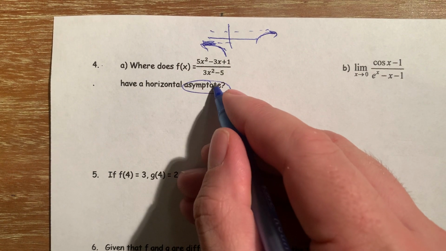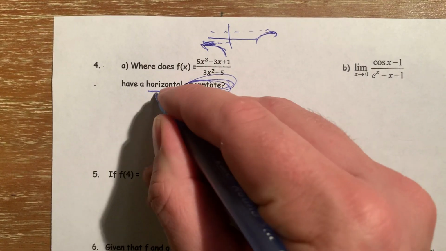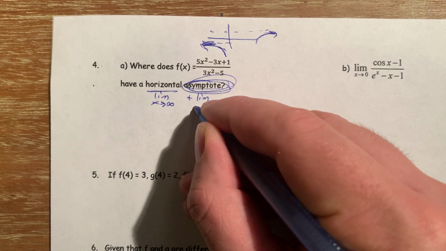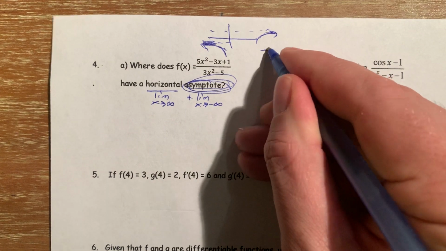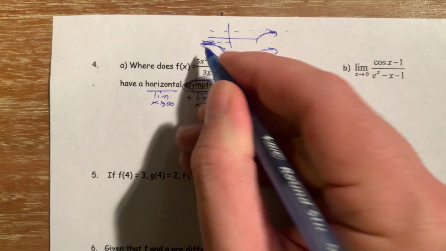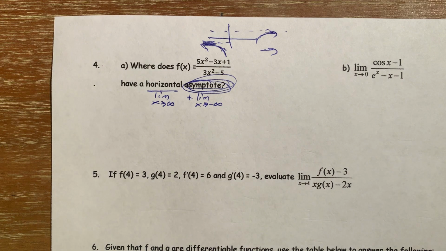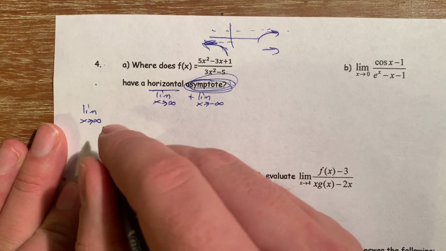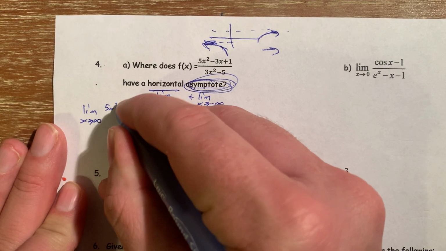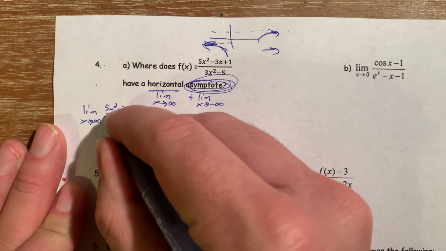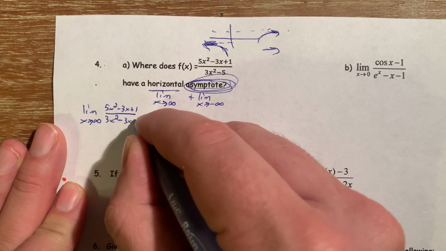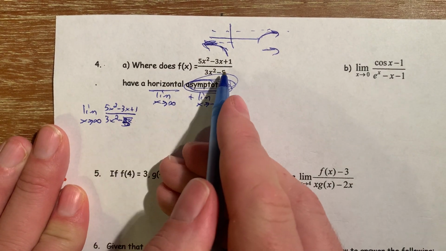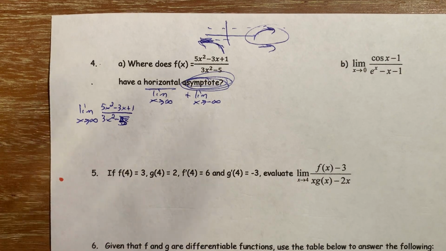So finding the horizontal asymptote is the same as doing the limit as x goes to infinity and the limit as x goes towards negative infinity. So as x keeps going to the right, what's y getting closer to? And as x keeps going to the left, what's y getting closer to? And so let's do that. So the limit as x goes to infinity of 5x squared minus 3x plus 1 will get the horizontal asymptote that's on the right side, if there is one.